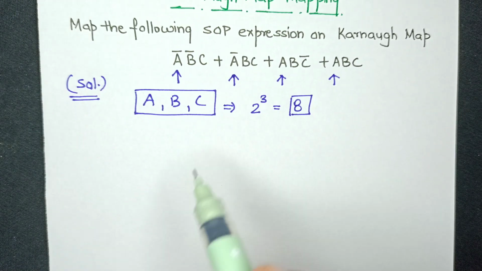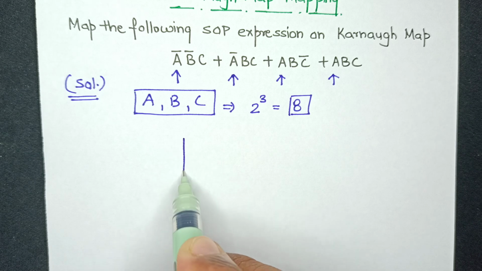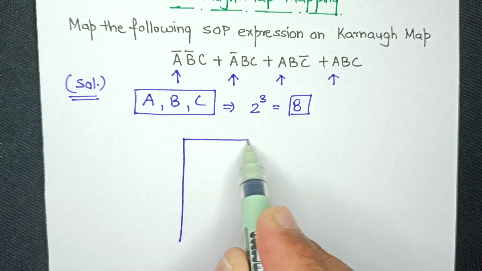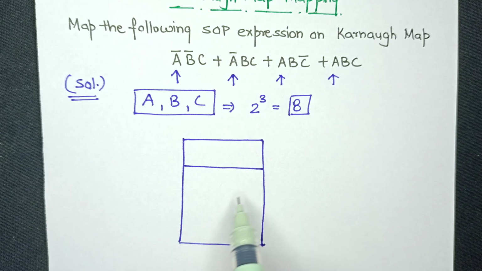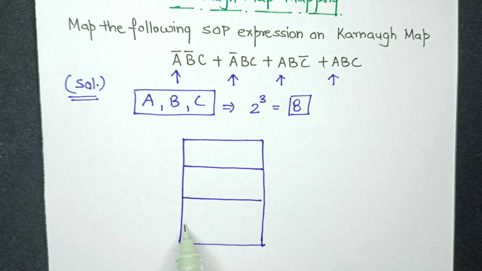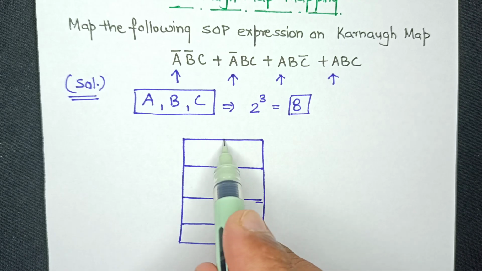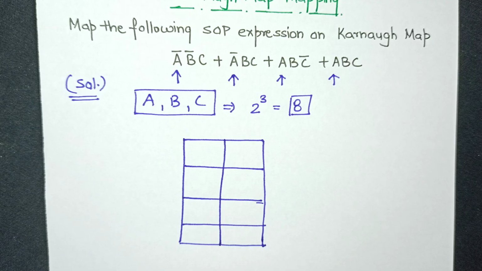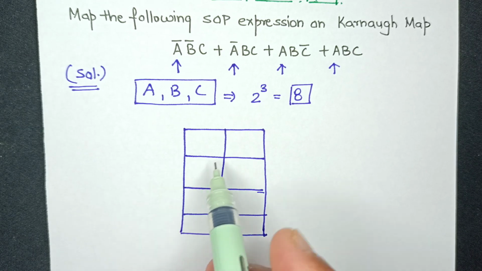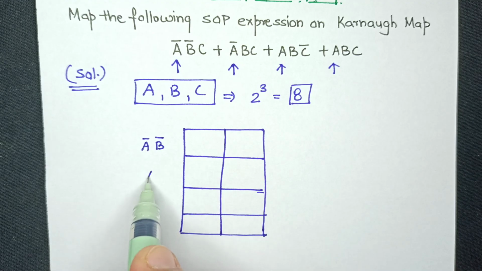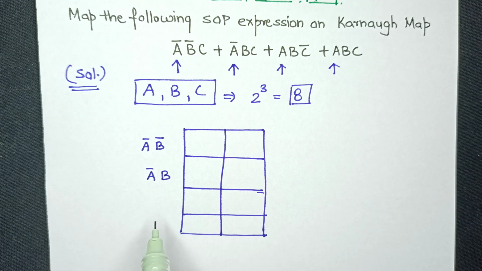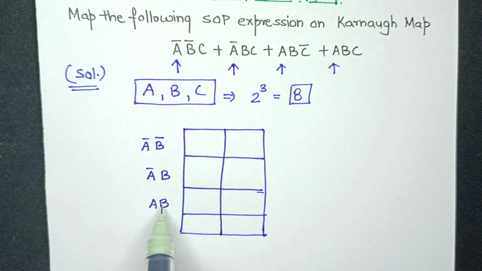Now let us draw our Karnaugh map over here. So let us draw this as a vertical component, and then we'll divide this into 8 squares. So 1, 2 and 3. Alright, so my drawing is not that good, but I think this would suffice. Okay, so the first one would be A bar B bar, then we have A bar B, followed by AB, and the last one would be A B bar.